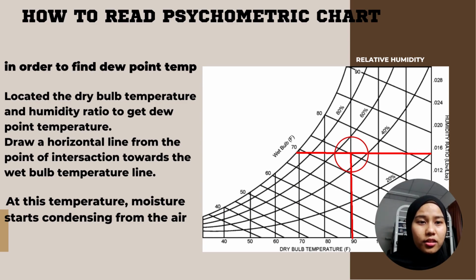Next, how to find dew point temperature. First, locate the dry bulb temperature and humidity ratio to get the dew point temperature. Draw a horizontal line from the point of intersection towards the wet bulb temperature. At this temperature, moisture starts condensing from the air.